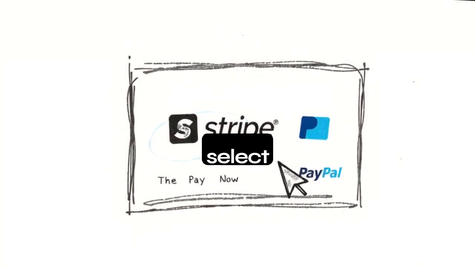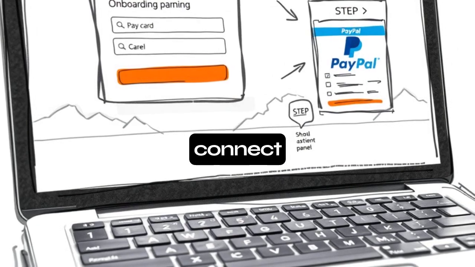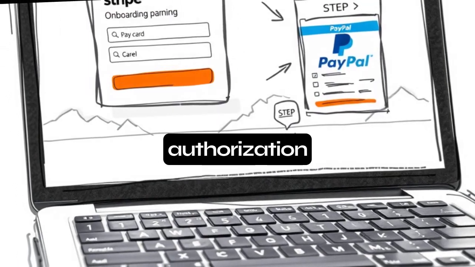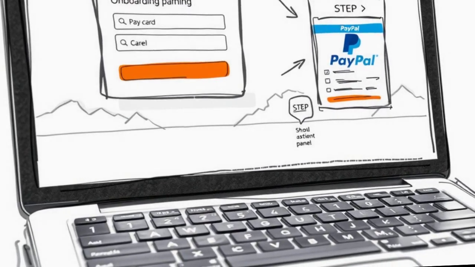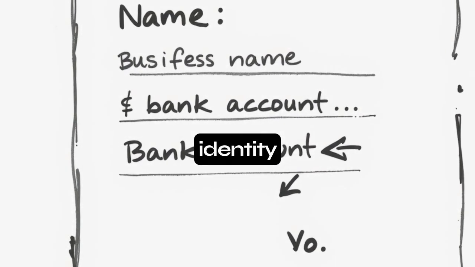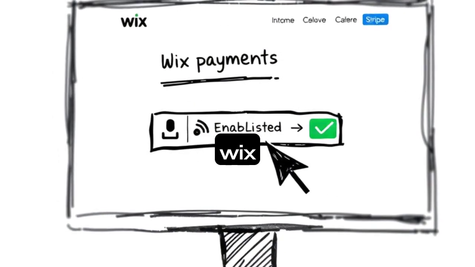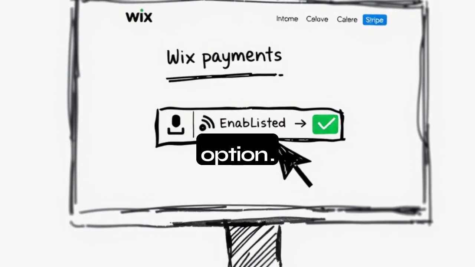Back in Payments, select Stripe from the provider's list to begin setup. Click Connect and follow Stripe's secure authorization and onboarding prompts. Provide your business details, banking info, and verify identity as requested by Stripe. After onboarding, enable Stripe in Wix and set it as an active payment option.